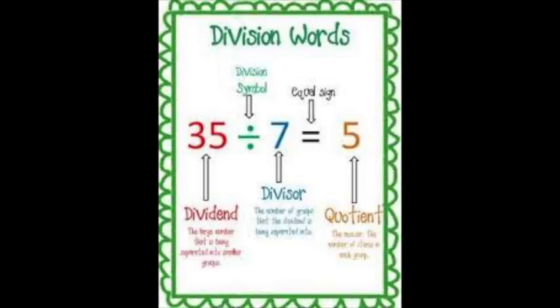How many groups we have. Then your equal sign, and then your quotient: how many should be inside each group?